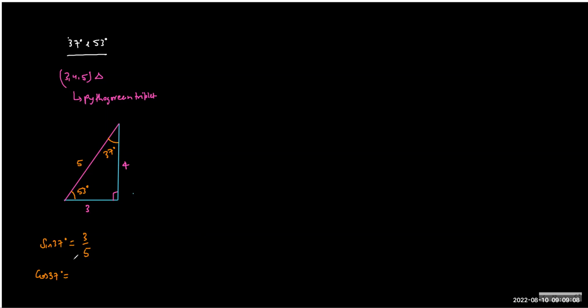Because if you mug up, you will get confused. And what is tan 37? 3 by 4. Similarly, what is sin 53? 4 by 5. And then cos 53? And what is tan 53? 4 by 3.